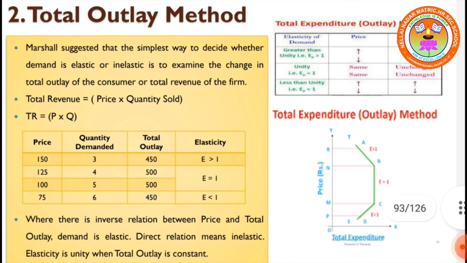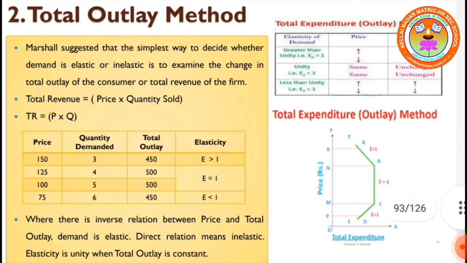Then the price is 125, quantity demanded 4. 125 into 4 is equal to 500. Then the price is 100, the quantity demanded is 5. The total outlay is 500. Then the price is 75, the quantity demanded is 6. 75 into 6 is 450.